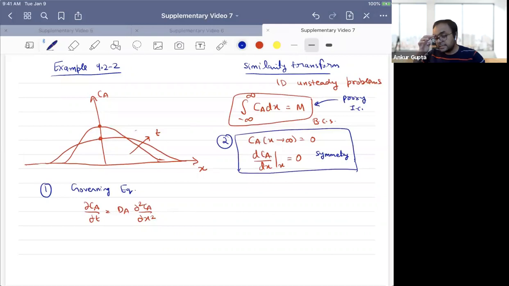So this is the problem, and now how do we solve it? One thing we can see is this is an infinite system, so there is that nature in the system. And when we discussed the problem, we said that whenever there's a semi-infinite or infinite system and it's one space and one time, then it makes sense to think of a similarity transform. So that's what motivates us to think of this as a similarity transform.